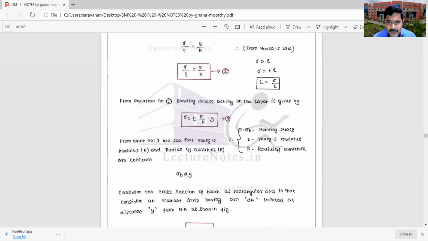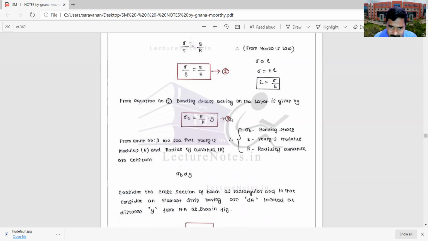Now you can rewrite this equation. Sigma is nothing but bending stress. So the bending stress acting in the layer, sigma B, is equal to E by R into Y. This is equation 3, where sigma B is the bending stress, capital E is Young's modulus, and capital R is the radius of curvature.